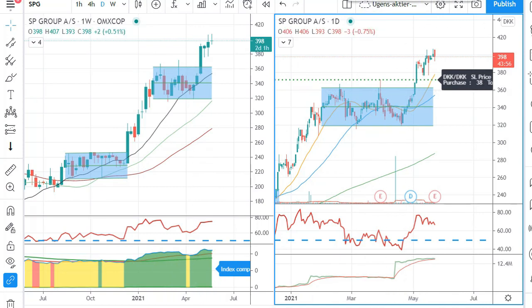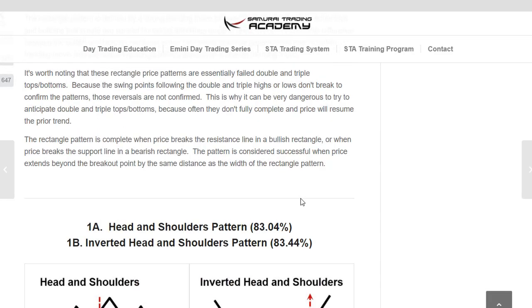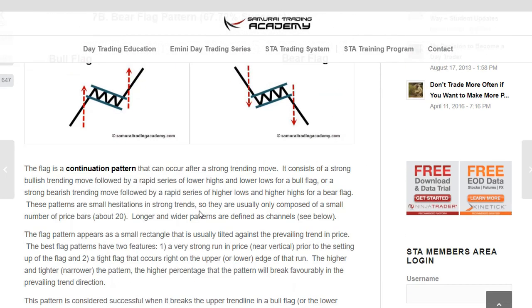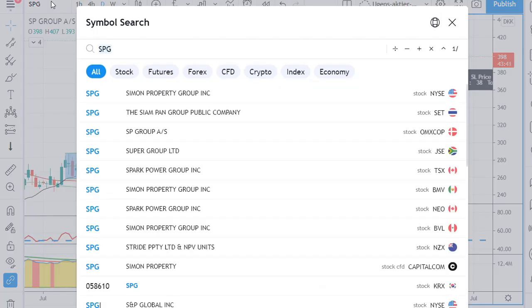Now, what else do we have? Well, another pattern I really like to see is, let's just find it here. That is the ascending channel, but actually I like just calling it a bull flag. And I found a couple of examples here.